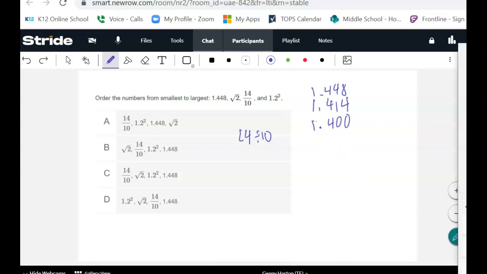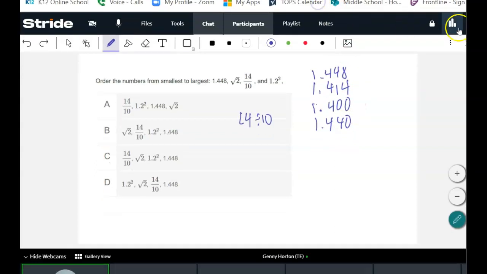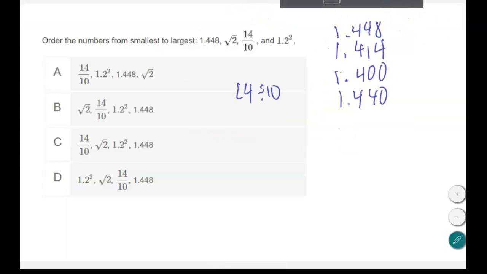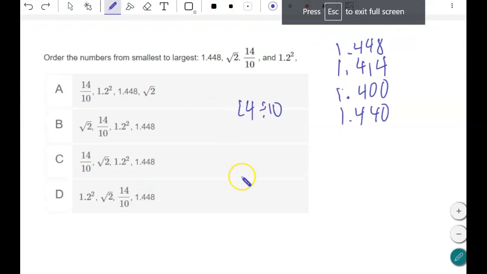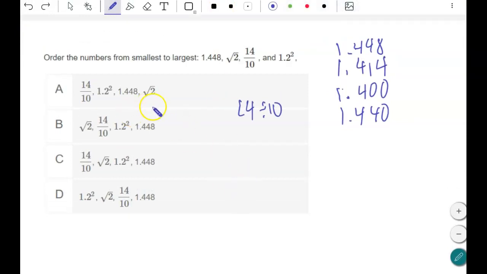And then 1.2 squared. So just put 1.2 on your calculator, square it. That one comes out to 1.44. And again, I'm going to put a 0 there at the end to line them all up. All right, so then we have to put the numbers in order from smallest to largest.